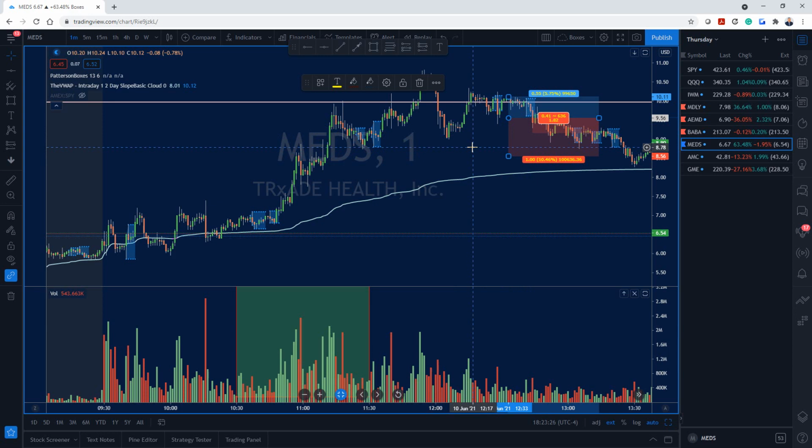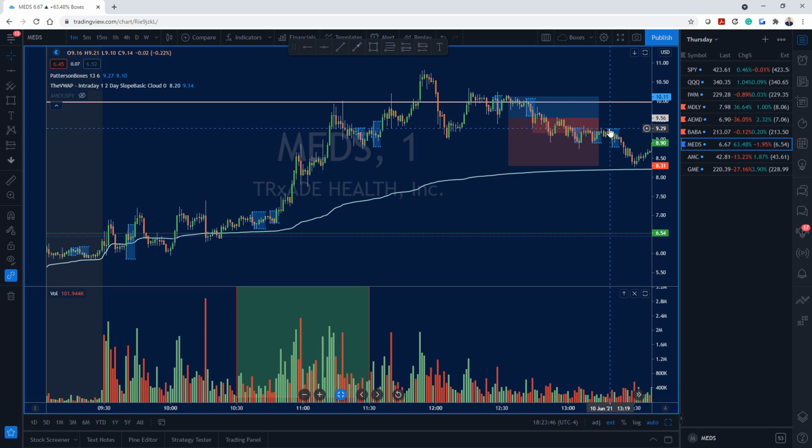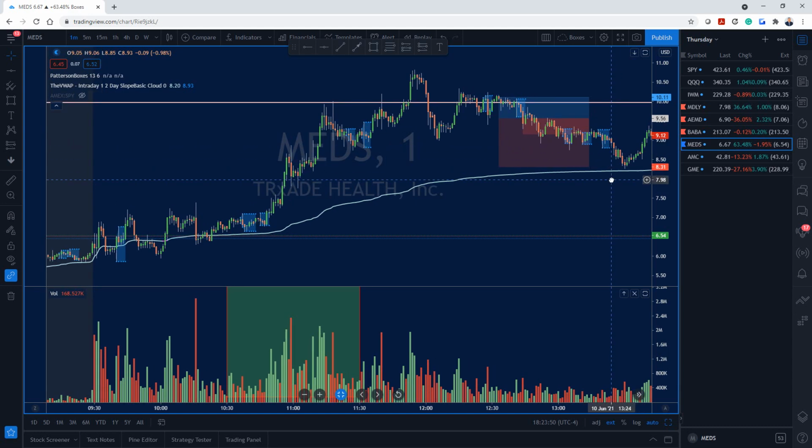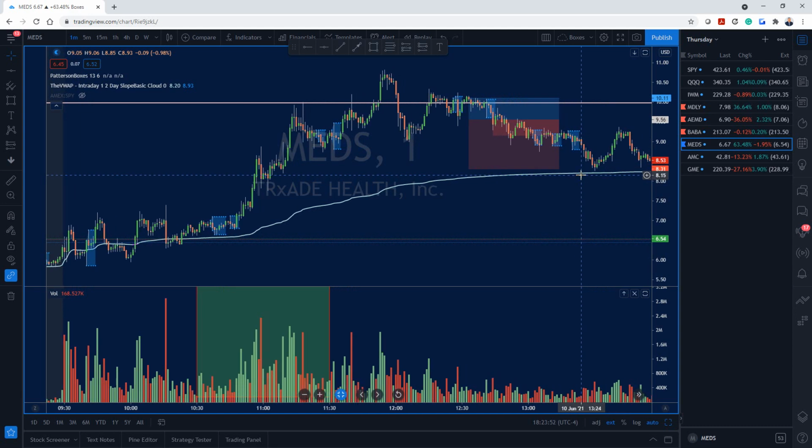Now, I'm going to be very, very honest with you. I did not get the entire move. I just got all the way back down to VWAP. And I got 2-to-1 on my money. Right? So I wish I could tell you guys I'm a genius trader, but I'm not. But you can see here the boxes never broke out to the long side. They broke out to the short side. You might have been stopped out on that one.